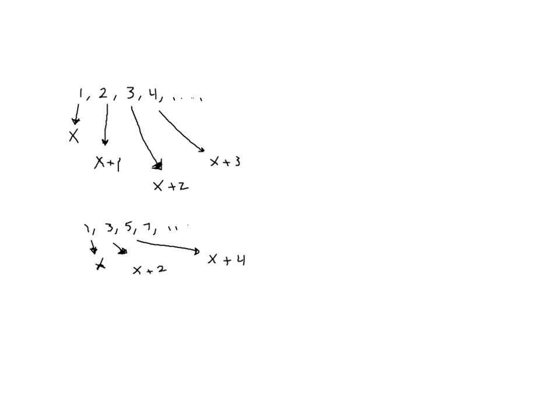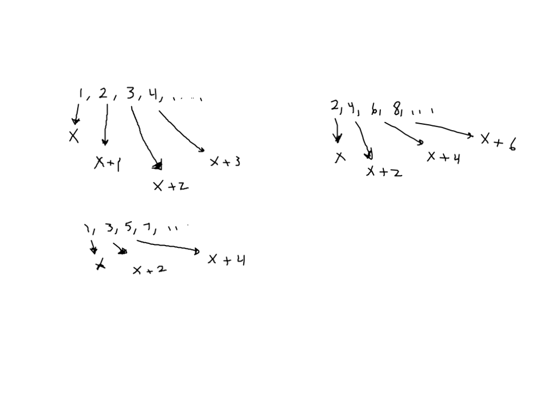Okay, how about if I have even numbers? If I have 2, 4, 6, 8, and so on. If I call the first one x, what would be the one after that? X plus what? Again, it's 2. The next one would be x plus 4 and so on. Right?